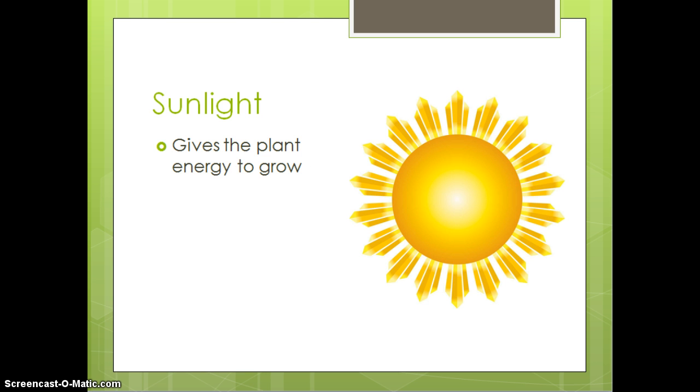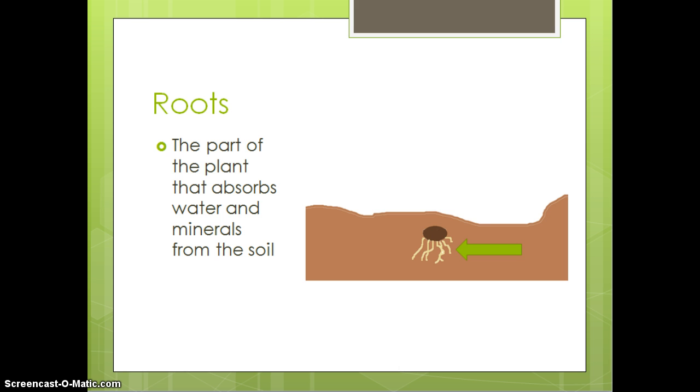Sunlight is also very important when talking about the life cycle of a plant. Sunlight is what gives the plant energy to grow. Now these are the three most important things that we felt needed to be touched on because of what they do for the plant. The next word or term that we felt was most important was roots.